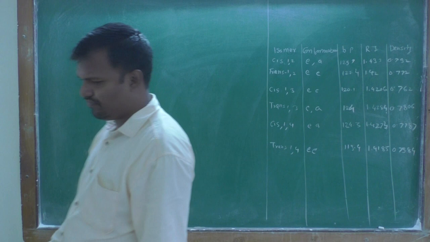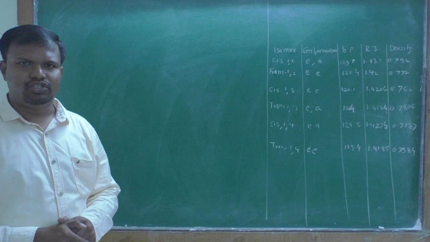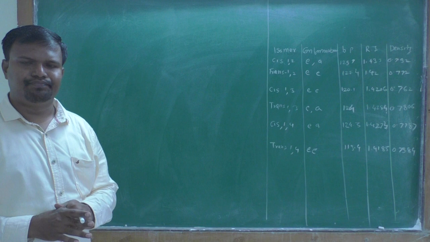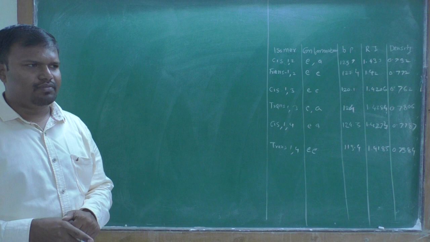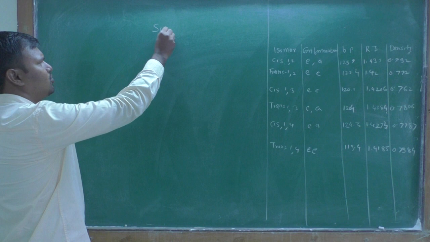Dear students, today we will start the Stereochemistry MSc Part 2 Organic Chemistry CHO 352. In this, we will start with the first chapter, the Stereochemistry of Six Member Ring.